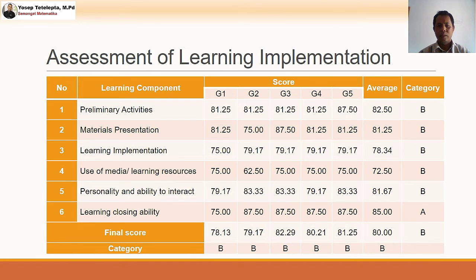2. Material presentation: G1 81.25, G2 75.00, G3 87.50, G4 81.25, G5 81.25, average 81.25, category B. 3. Learning implementation: G1 75.00, G2 79.17, G3 79.17, G4 79.17, G5 79.17, average 78.34, category B.